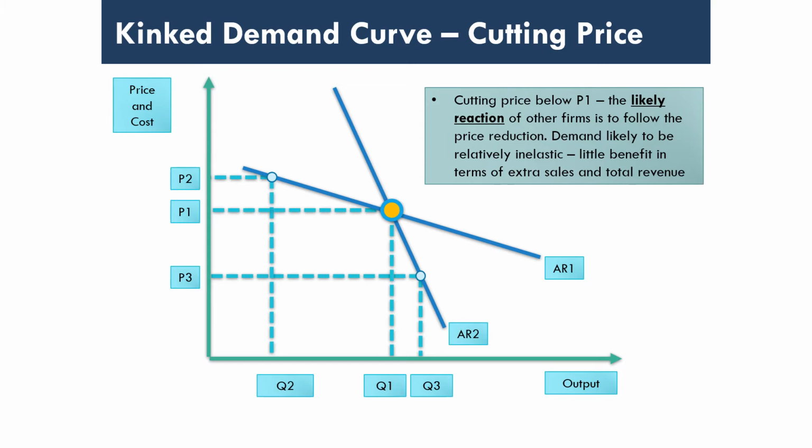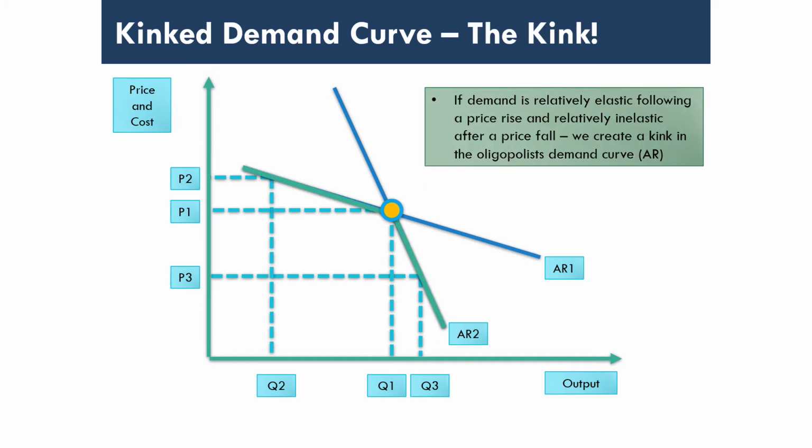So above P1, I have a P2 style response, like the demand curve is AR1. Below P1, I have a P3, Q3 response, like my demand curve is AR2. So if I was to link them together, actually, this is what my demand curve looks like. It's not a straight line after all.